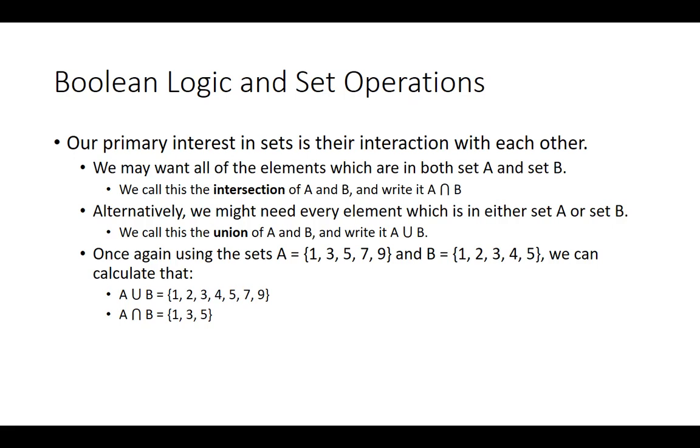because A union B will contain all the elements of A plus all the elements of B, because you make it into the union if you are in A or if you are in B. And we can calculate that A intersection B is just the set 1, 3, 5, because you make it into the intersection if you are in set A and set B. It is more exclusive than the union.